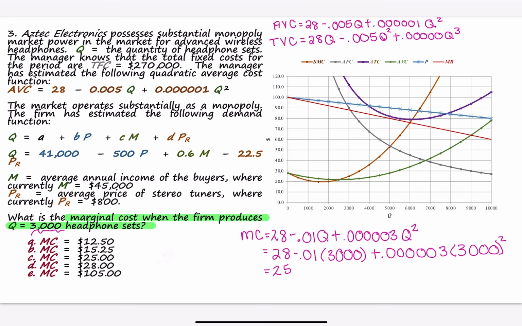Which you can also look at on the graph. If we go to 3,000 and we go up to our marginal cost curve, which is in orangish reddish, is right here. And we see that it's in the middle, so it's 25. But I wanted you to be able to also see the math for at least some of them, just in case the graph doesn't cooperate as well as it should.